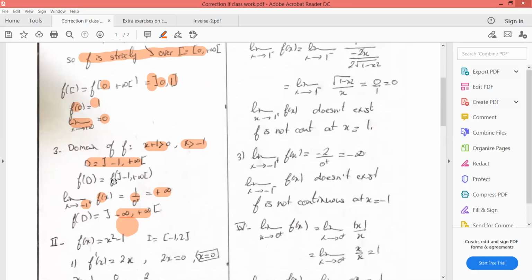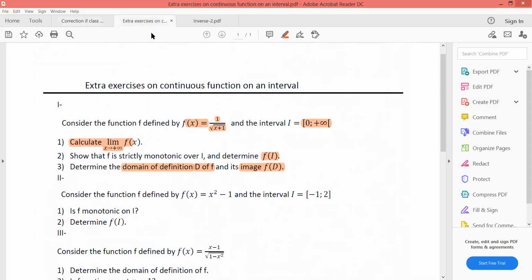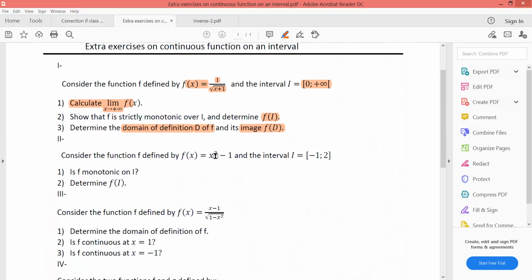Okay. Exercise 2. We have the function f of x equals x squared minus 1, on I equals the interval minus 1, 2. The question: is f monotonic on I? How to prove if the function is monotonic on I? We make f of a less than 0 and f of b. Okay, no, it is not.